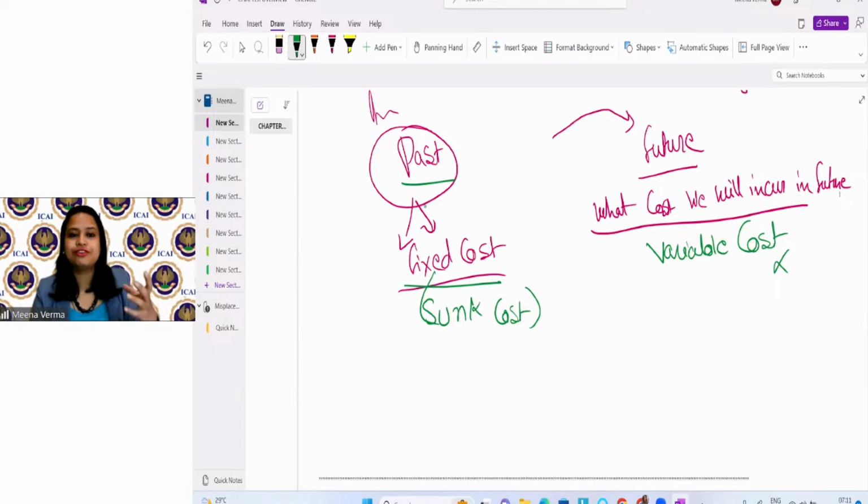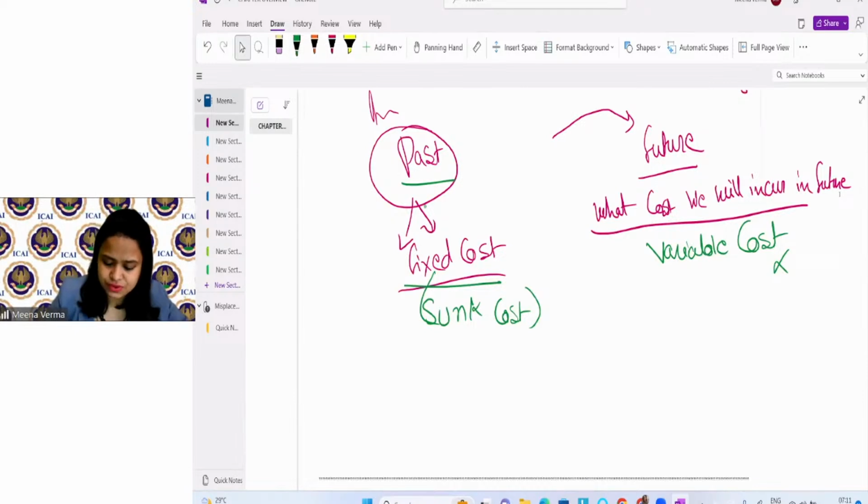Cost which will not affect the future is not relevant for decision. The cost which you will incur in future is only relevant for decision. So you will see here in this chapter, most of the costs which we will consider here are variable costs, not fixed costs. You will see most of the costs are variable cost. So this is one of the reasons.